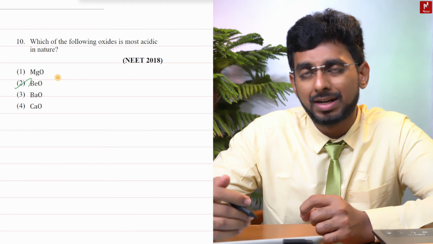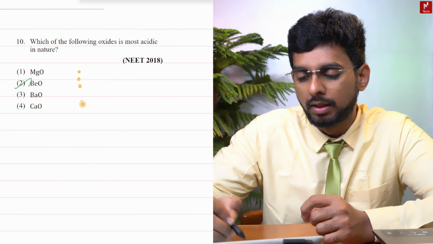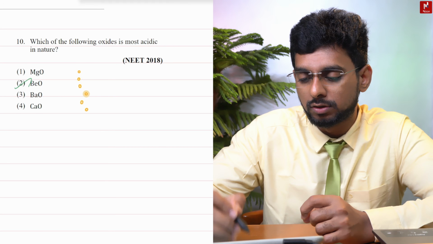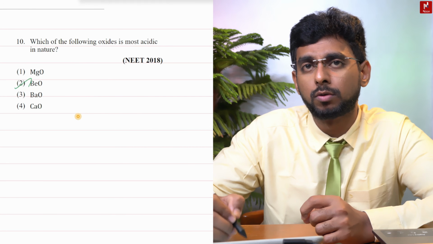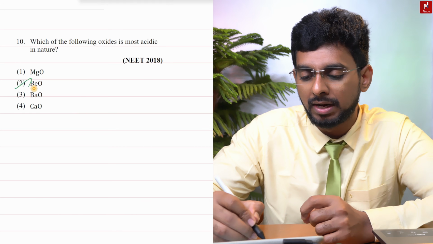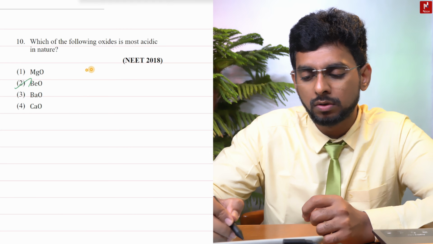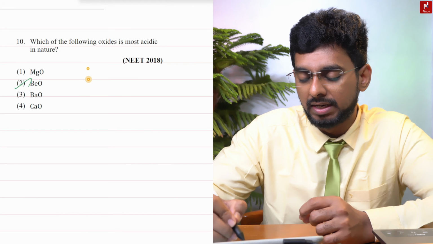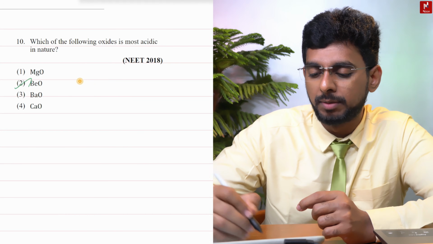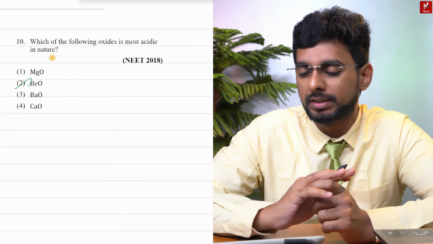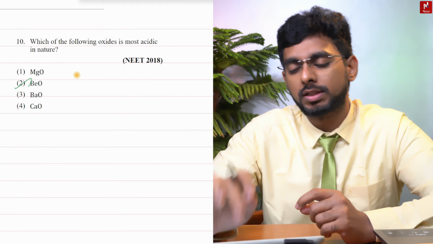But if you have to get it logically, how will I do it? We know down the group the acidic nature decreases, right? So something that is at the top is going to be acidic. As you move down the group, acidic nature decreases. Therefore, beryllium will be at the top of that group. So you would have beryllium, magnesium, calcium, strontium, barium. Therefore, beryllium oxide will be the most acidic for this question, right? You should be clear with this question. Let's move to the next one.